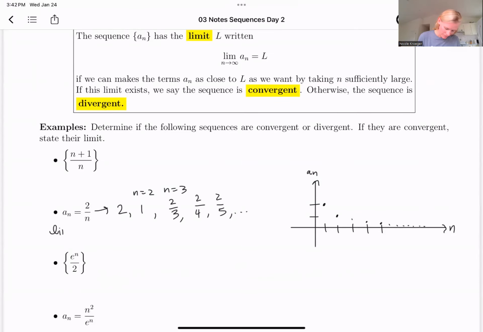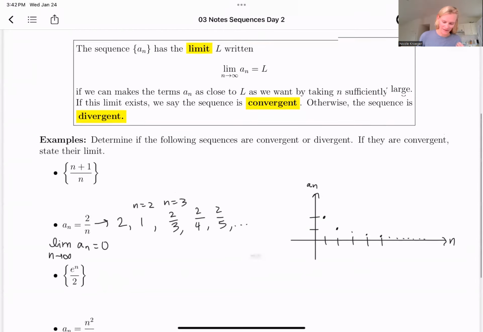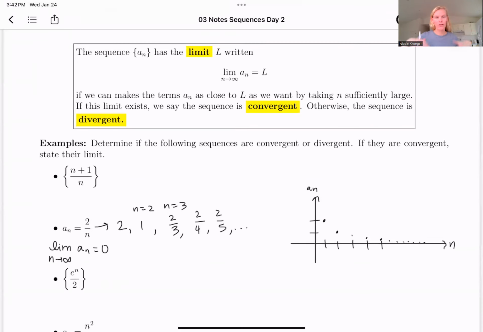So in this case, we'll say the limit as n approaches infinity of a sub n is 0. If we go back and look at this definition that I have in the box up here, to say that this limit is 0 means that we can make the values of the sequence as close to 0 as we want if we take a big enough n value. So if we pick bigger and bigger n values, these terms are getting closer and closer to 0.